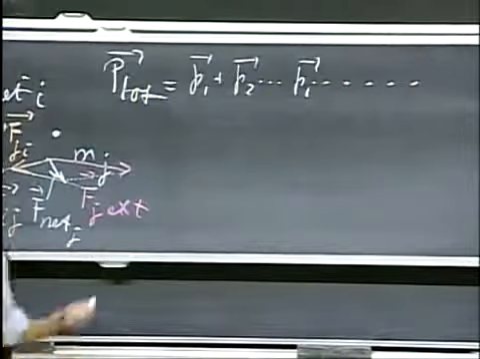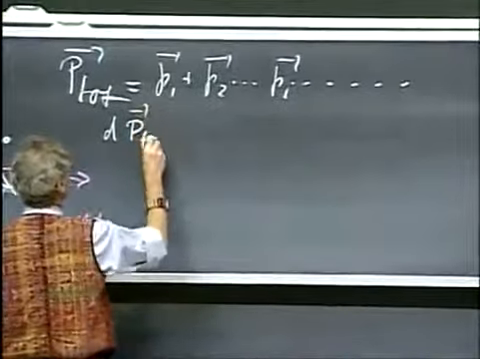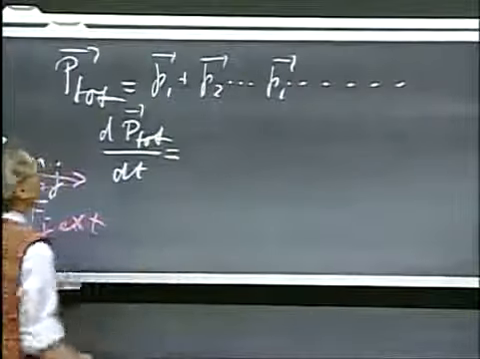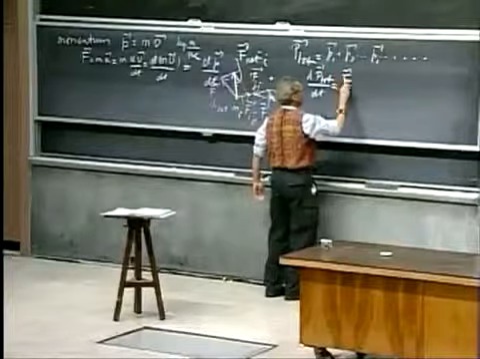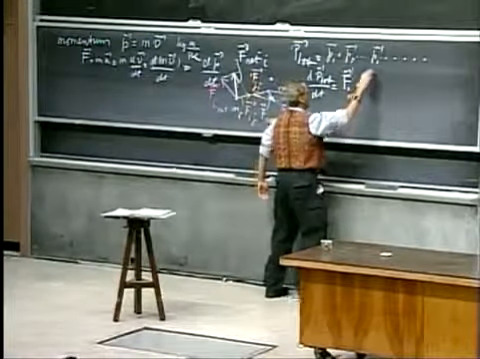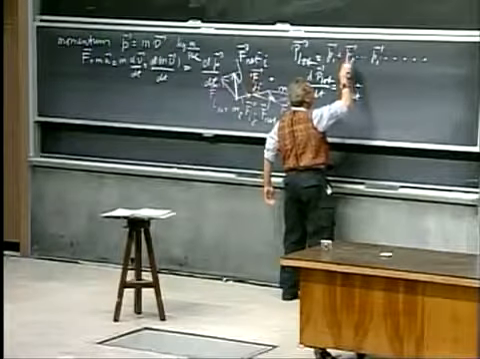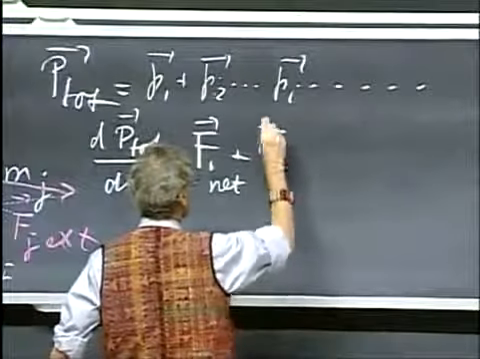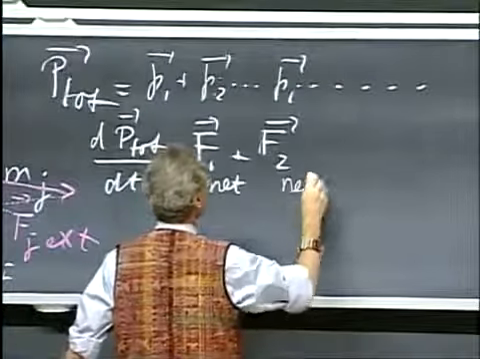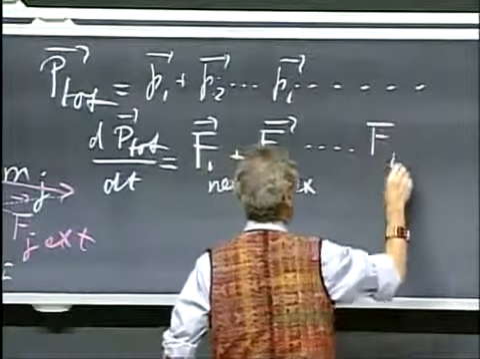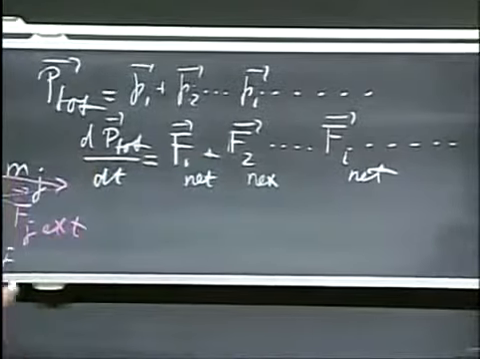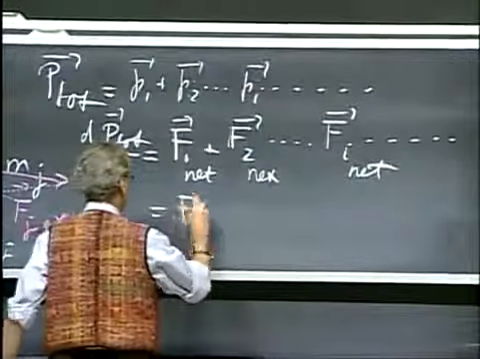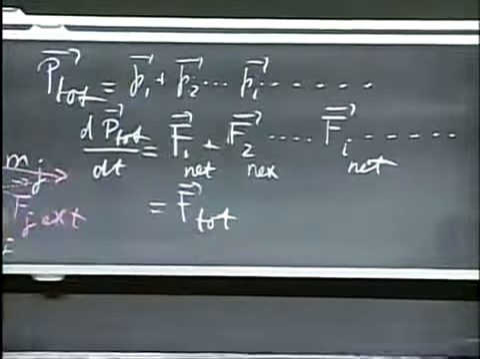I take the derivative of this, dP total/dt, that is dP1/dt. Well, that's the force on number 1. It's the total force on number 1. So it is F1, but it is the net force on 1. And dP/dt for this particle equals F2 net force. And the force on particle number i equals Fi net, and so on. And so when we add up all these forces, obviously, that is the total force on the entire system.